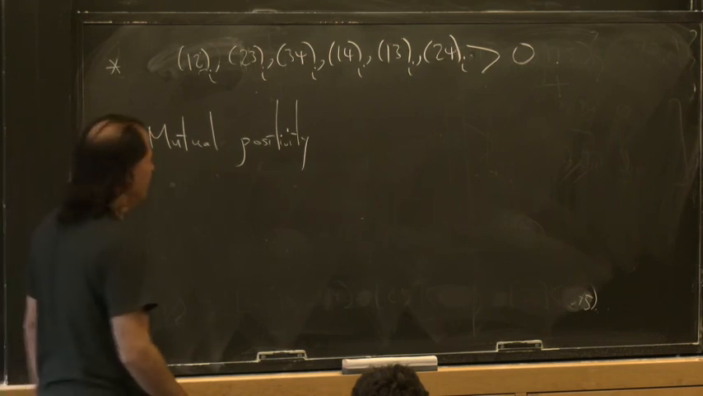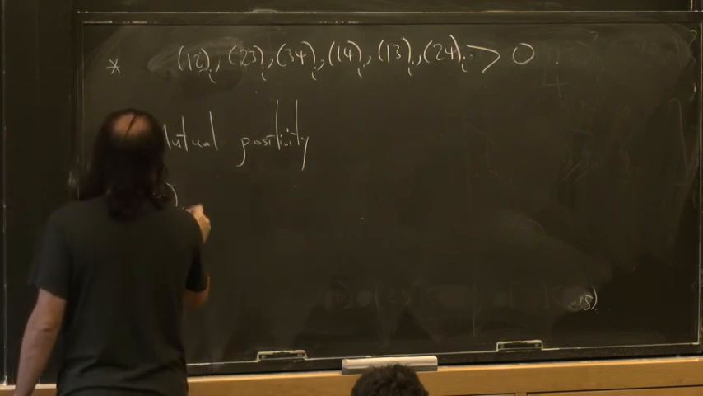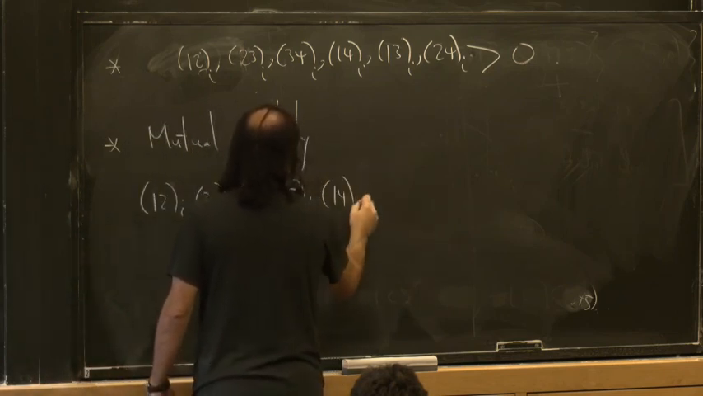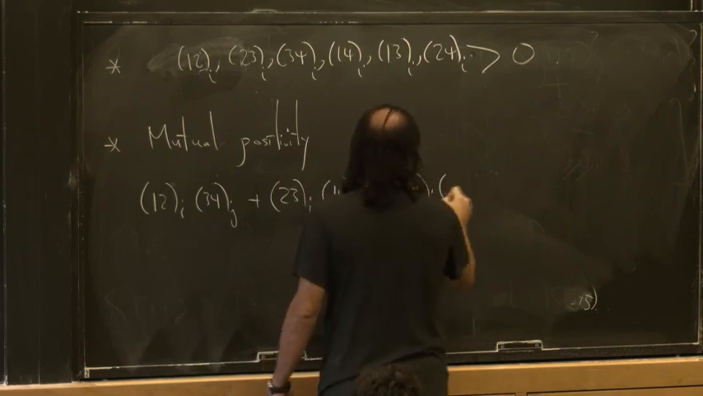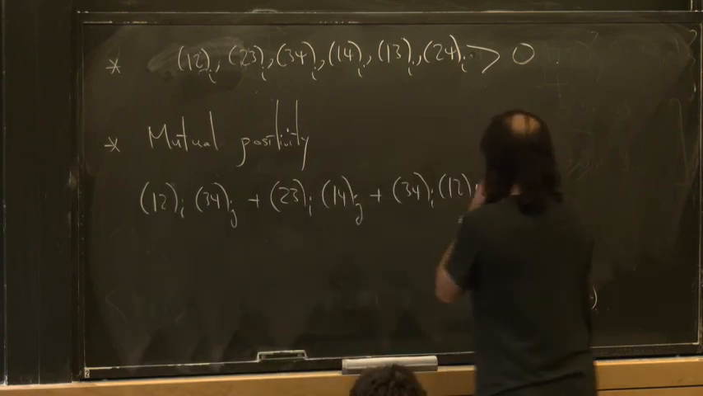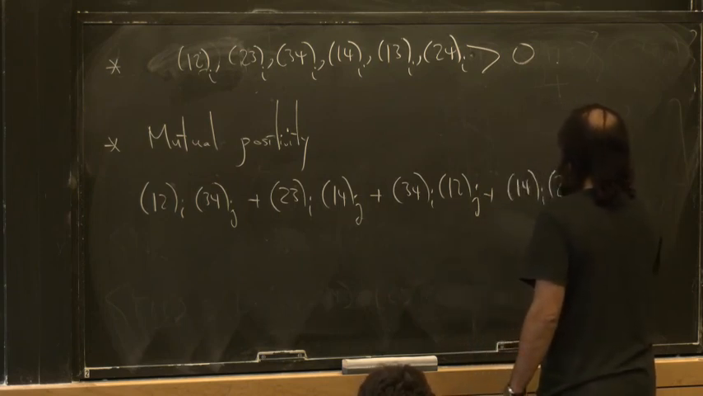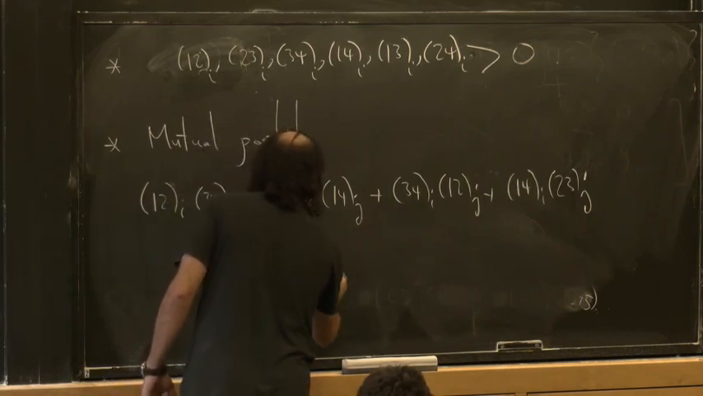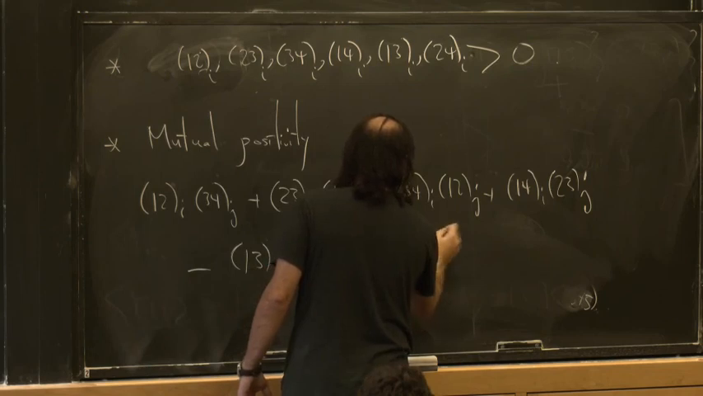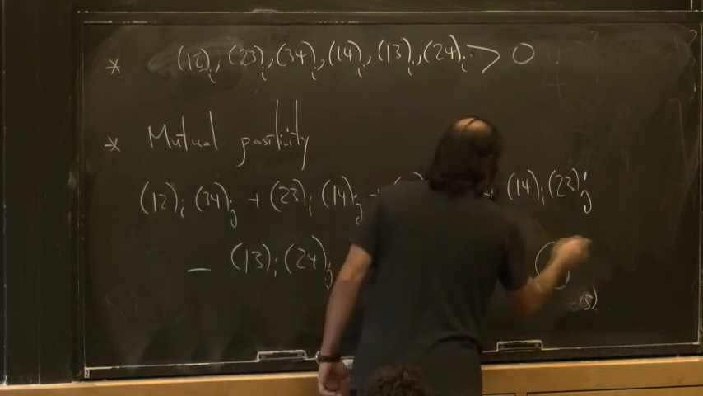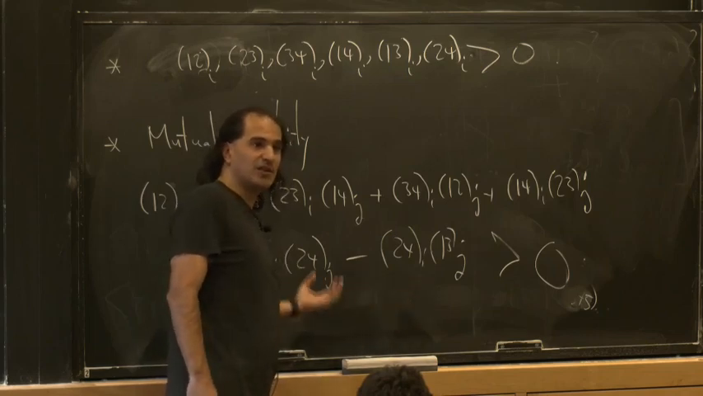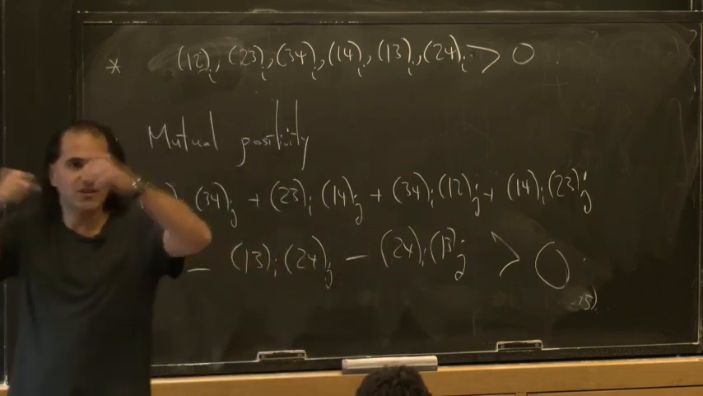And so the formula for the determinant is: 1, 2, I, 3, 4, J, plus 2, 3, I, 1, 4, J, plus 3, 4, I, 1, 2, J, plus 1, 4, I, 2, 3, J. These are all positive, but there are two things that are negative: minus 1, 3, I, 2, 4, J, minus 2, 4, I, 1, 3, J is positive. That's just a statement that the 4x4 determinant is positive. It's not guaranteed to be positive because there's some minus sign. So that's going to put some further constraints on these variables.